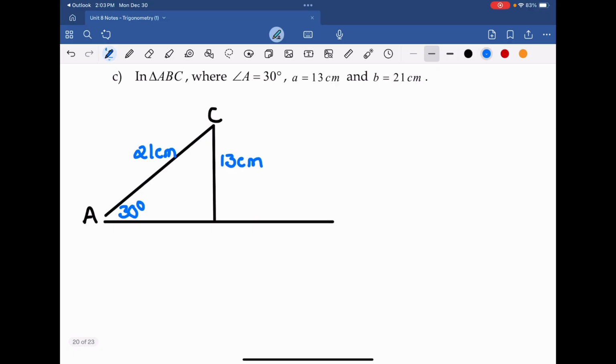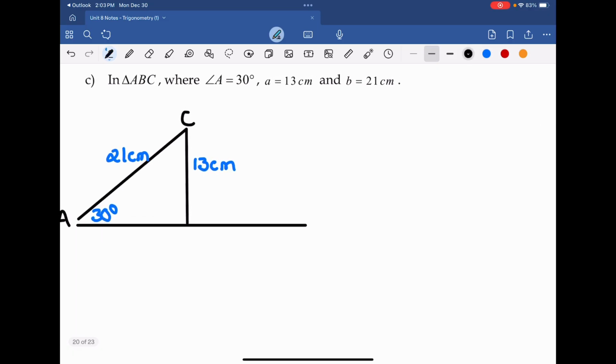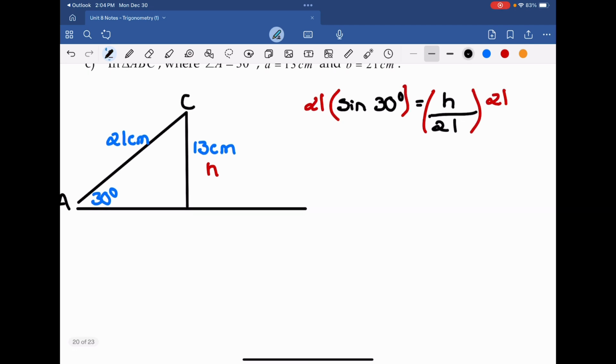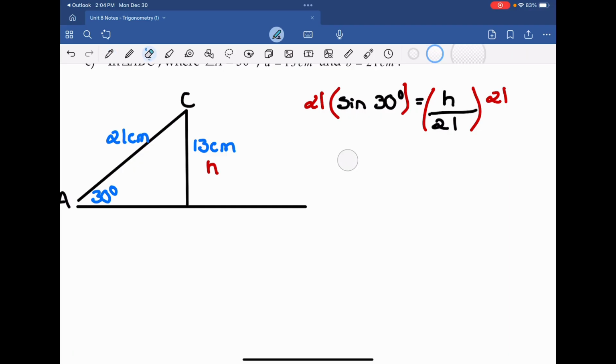Now we're going to do our theoretical test. The theoretical test says, if we want to figure out what this height is, we need to use, not the sine law, but the basic trig ratio of sine. Sine of 30 is equal to the height divided by the 21. We're going to multiply both sides by 21. So height is equal to 21 sine of 30. Therefore, the theoretical height that this should be is 10.5 centimeters.